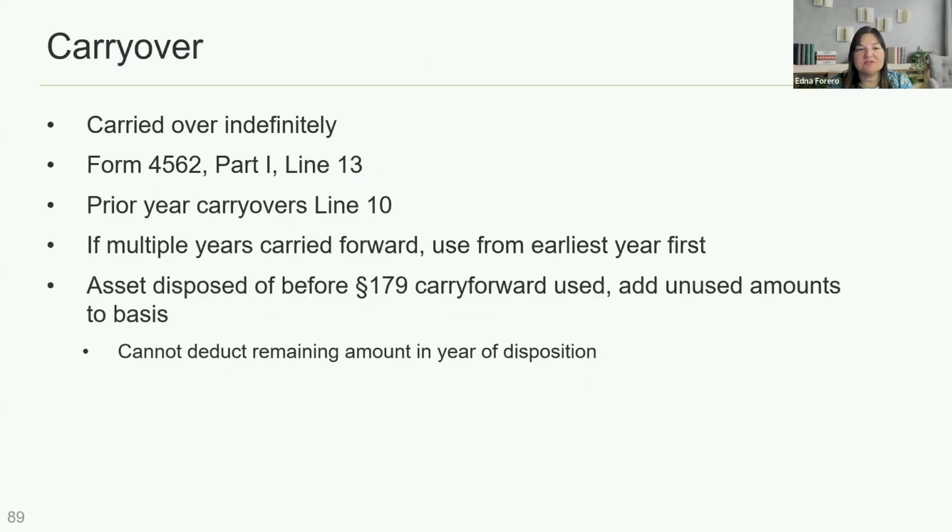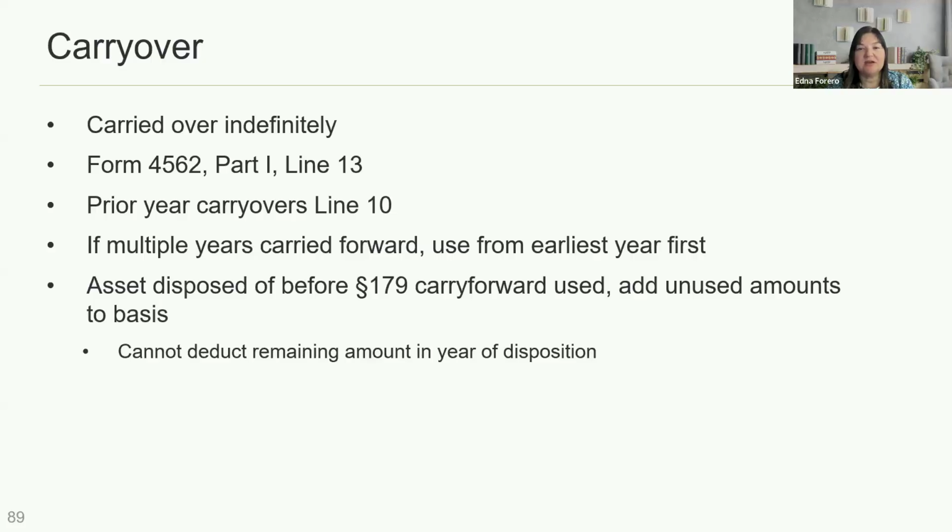So carryovers to consider: it's carried over indefinitely. You're going to report that on Form 4562, Part 1, line 13. Prior year carryovers are line 10. And if multiple years are carried forward, then you're going to use the earliest year first. And if the asset is disposed of before the Section 179 carryforward is used, then add unused amounts to the basis. And here's a note also that you cannot deduct the remaining amount in the year of disposition.